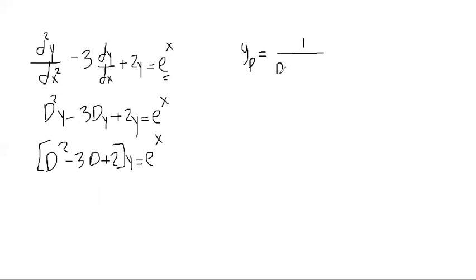So we have d squared minus 3d plus 2, and it's going to be raised to e to the x. So remember, whatever is here, we're going to sub it for d. So we're saying that d is equal to 1. So we're going to have yp is equal to 1 divided by 1 squared minus 3 times 1, plus 2, raised to e to the x.